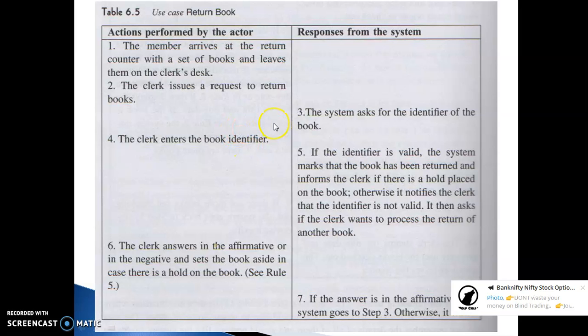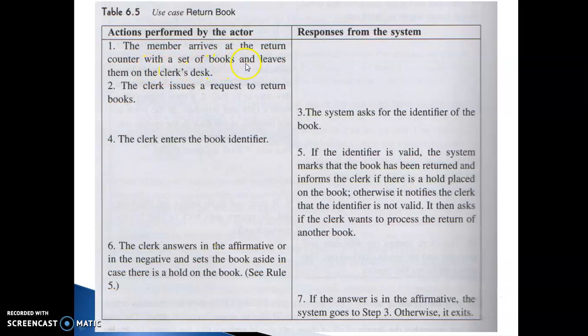And in the return book, the member arrives at the return counter with a set of books and leaves them on the clerk desk. So if you want to return the books, then you keep them on the clerk's desk, and then the clerk issues a request to return the book. The system asks for the identifier of the book, whatever the barcode which will be pasted on the book, so those have to be entered. So the clerk enters the book identifier.